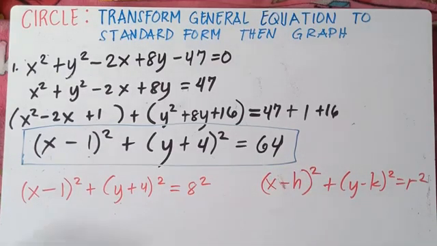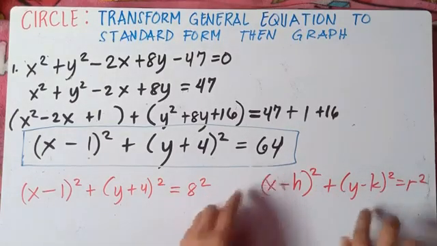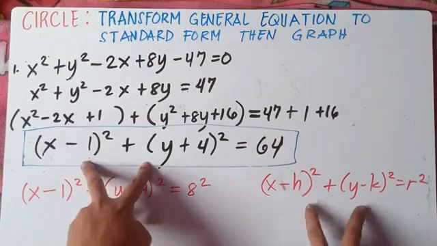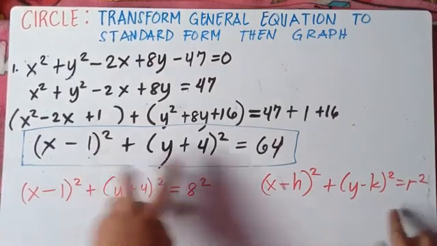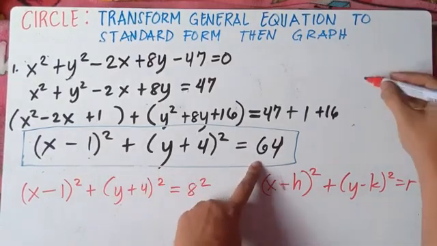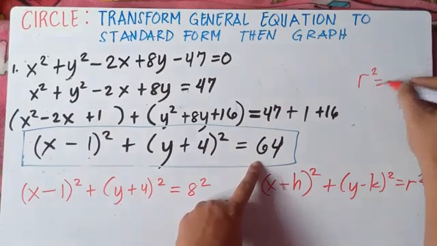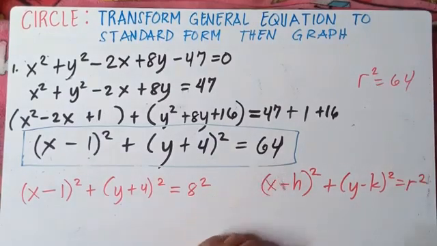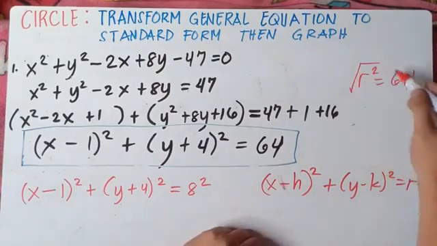Or if you think it's complicated, do not forget this one, class. This is the equation now. This is the same with this one. So 64 is r squared. So r squared equals 64. To get the value of the radius, extract the square root of both sides.